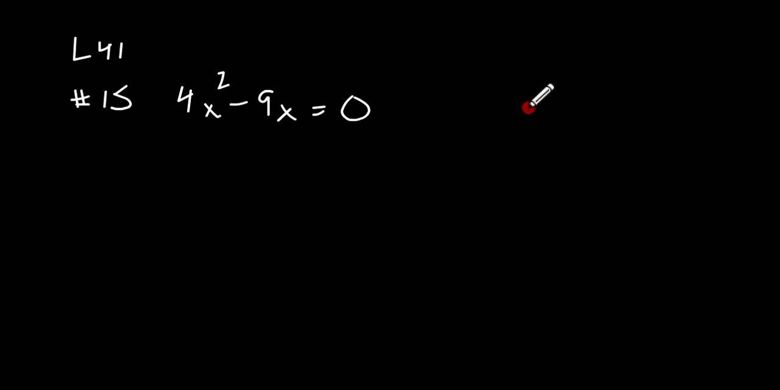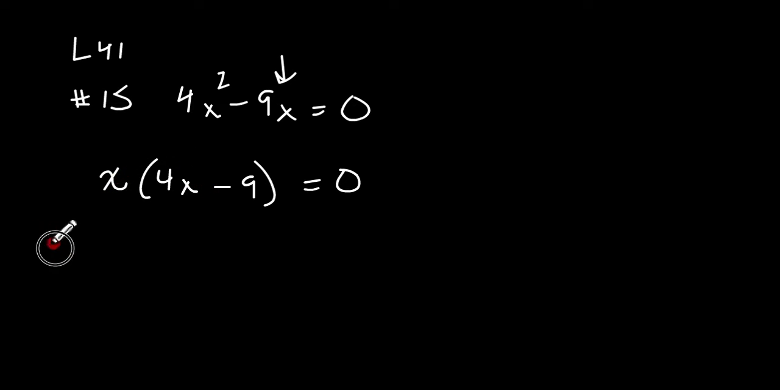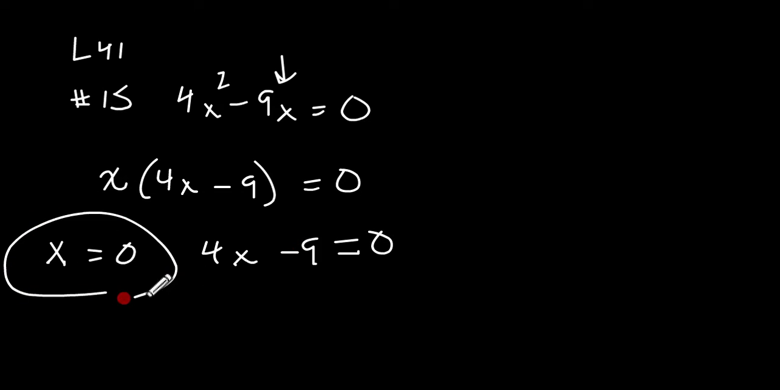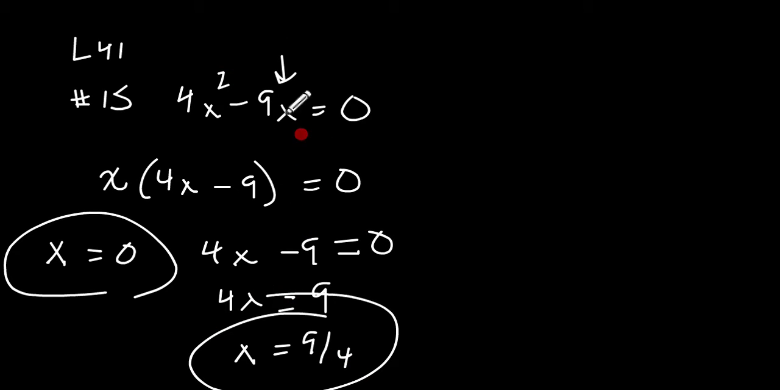Lesson 41, number 15. This is a quadratic equation. Quadratics you have to set equal to 0. This one's already set equal to 0. This looks almost like a difference of two squares, except that the x there is not a perfect square. You'll notice there's an x in both terms, so we're going to take an x out, and we're left with 4x minus 9 equals 0. Now we've factored it. We set each of these factors equal to 0, and we solve them. This one's already solved. This one's going to be 4x equals 9, x equals 9/4. And that's the answer to that one.